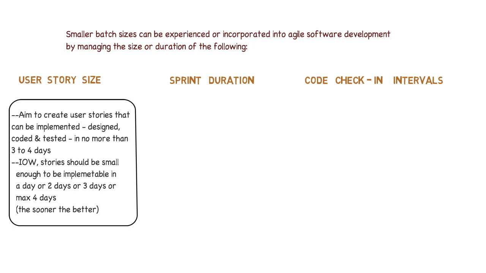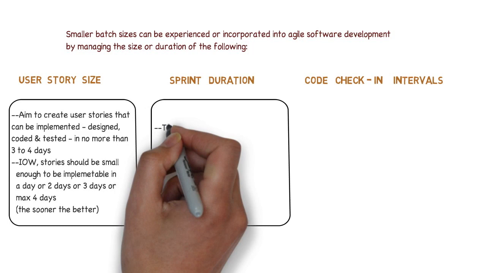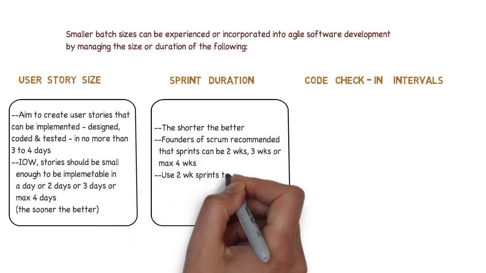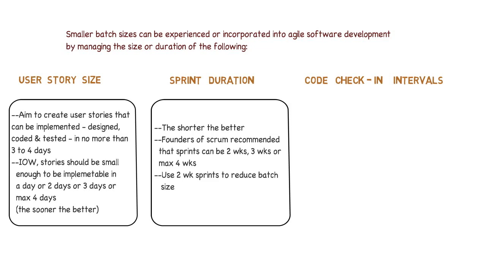Now, this rule of thumb is not the result of any mathematical formula, rather it is the result of consensus among several leading Agile practitioners in the world. With respect to iteration or sprint duration, the same logic applies. The shorter, the better. As you know, the founders of Scrum recommend that sprints can be either 2 weeks, 3 weeks, or max of 4 weeks. However, if you'd like to reduce your batch size, use 2-week durations for sprints.